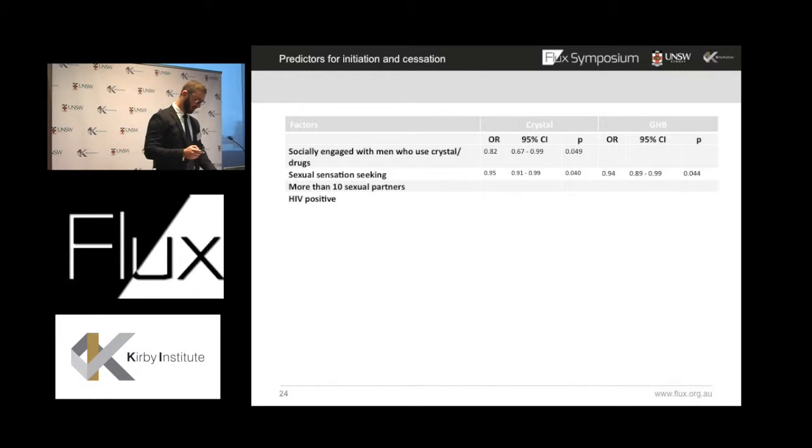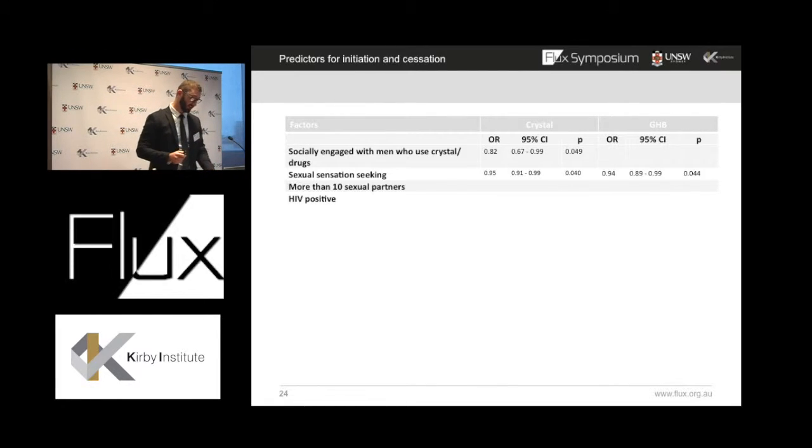And it also appears to be what matters most in terms of the initiation of these drugs. Yes, sexually adventurous behaviours appear to accompany the uptake of these drugs, but it's the social connection with these friendship networks that really seems to be the driving factor.